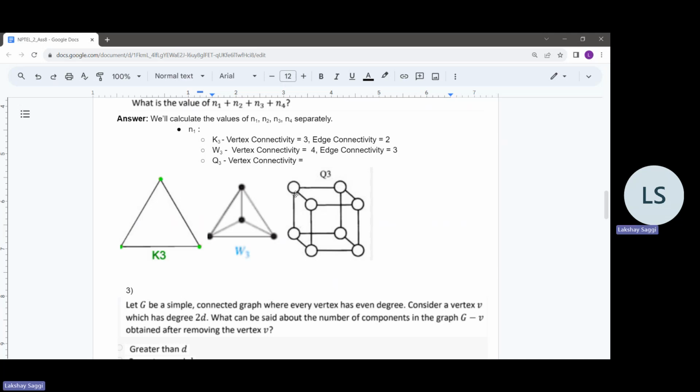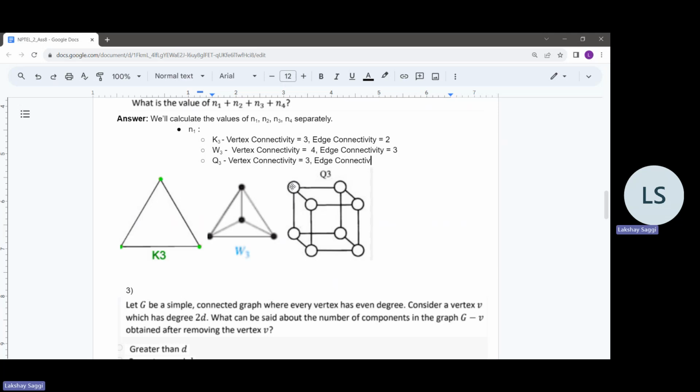But I believe even after deleting two vertices, we won't be able to obtain a disconnected graph. Because let's say the first vertex deleted was this vertex, then you can see that if we delete any other vertex also, the graph would still remain connected. It's easy to see, and you can verify this yourself, that deleting only two vertices won't do the trick. So we'll have to delete at least three vertices. So that's why here we'll say that vertex connectivity is three.